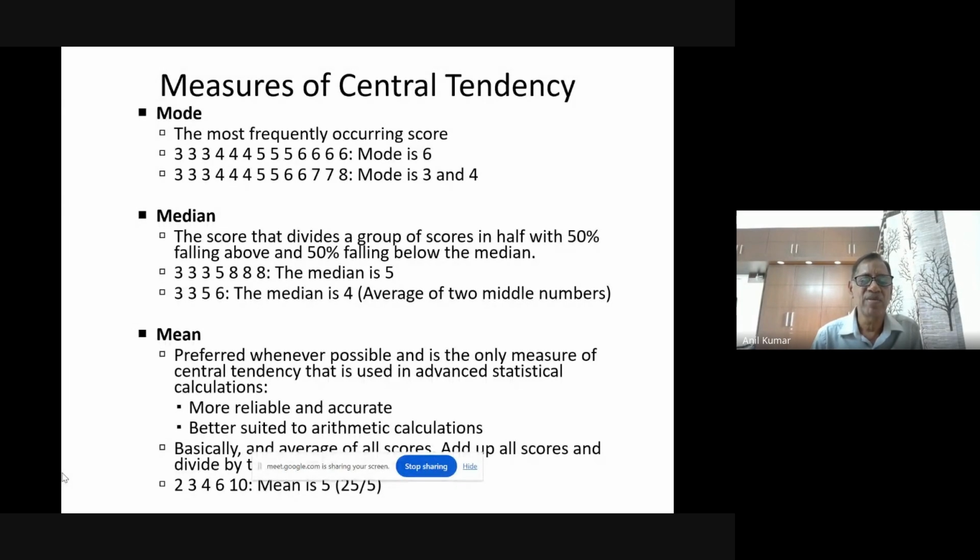It is frequently used for inferential statistics, and in many of the advanced statistics you will find the use of mean. That is one of the most stable measures of central tendency. It changes with the change in values, and that's why we say it is a stable value.